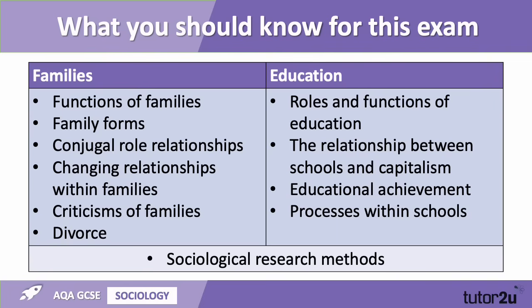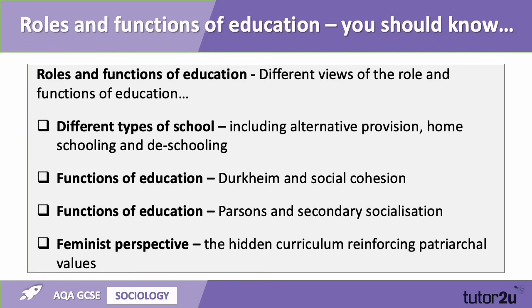In the education unit, you will have covered roles and functions of education. So again, think about Durkheim and Davis and Moore, the relationship between education and capitalism, so looking at Bowles and Gintis, but also marketisation. So think about Ball, Bowe and Gewirtz, and educational achievement and the processes within schools, looking at things like labelling theory and anti-school subcultures. Throughout the paper, there will be some questions about sociological research methods, and some of those might be in reference to key studies. Right, let's start to focus on the advanced information topics for education.